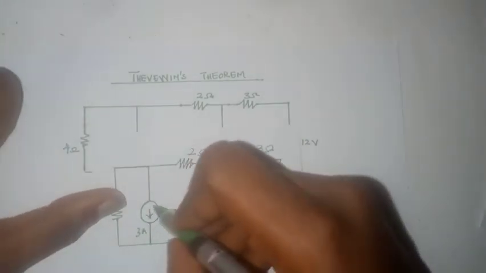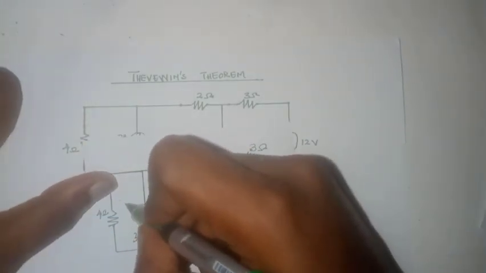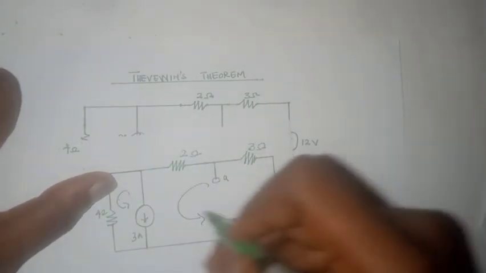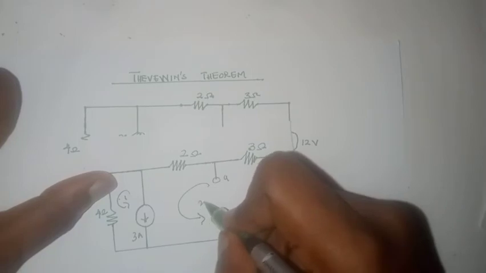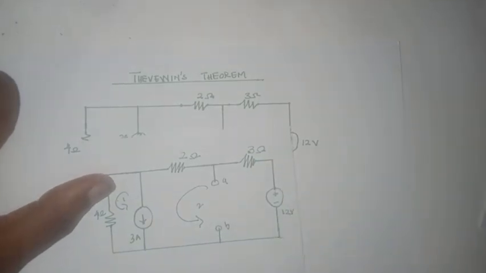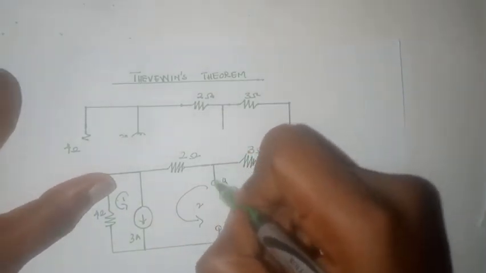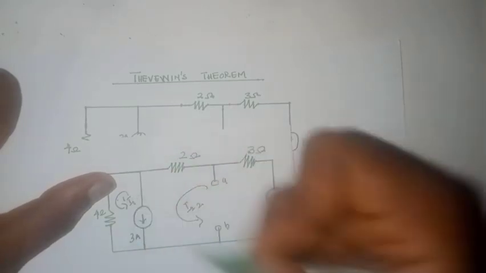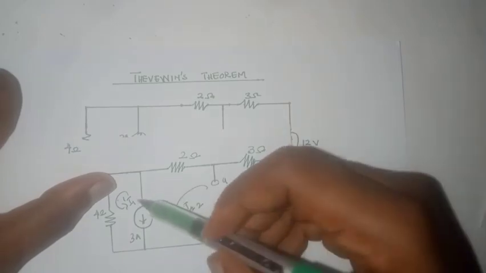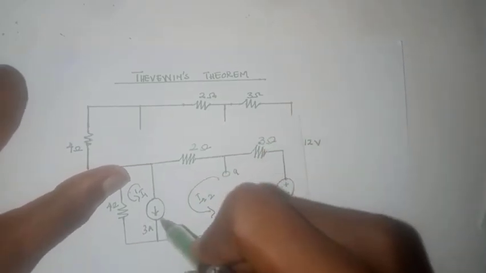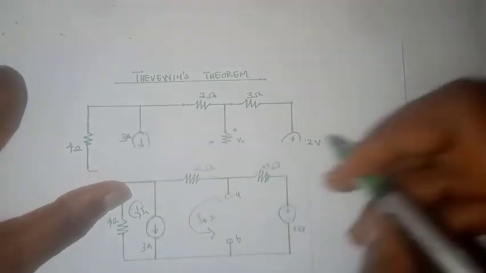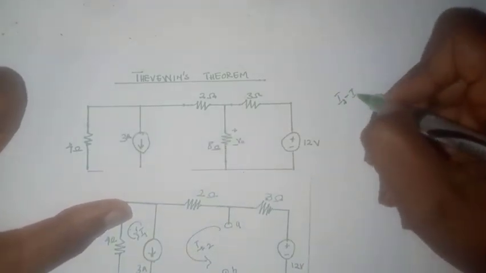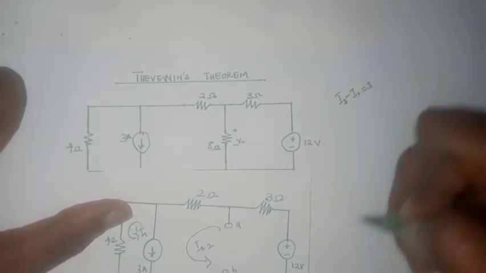So if we call this our first mesh and this our second mesh, mesh 1, mesh 2, then this current would be I2 and this current would be I1. We can simply say that I2 minus I1 equals 3.